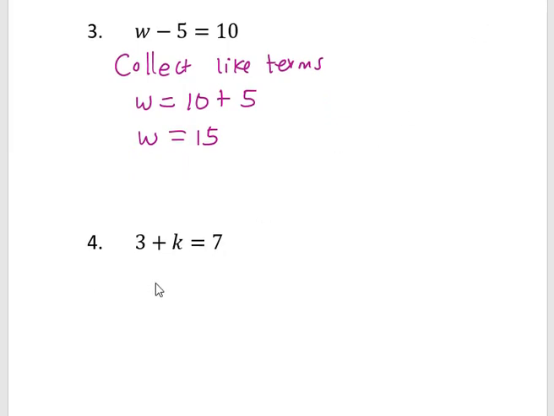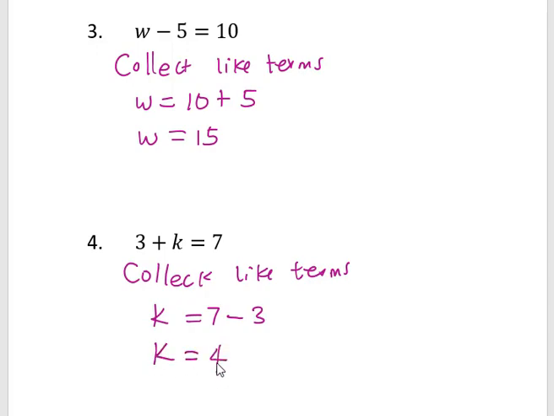Okay, quite tricky but still simple. So we are meant to also collect like terms here. Just look at this, just pay attention. Collect like terms, same thing. Okay, now you have k, so k will stand alone is equal to 7, and 3 coming over here becomes minus 3, and k is equal to 4.